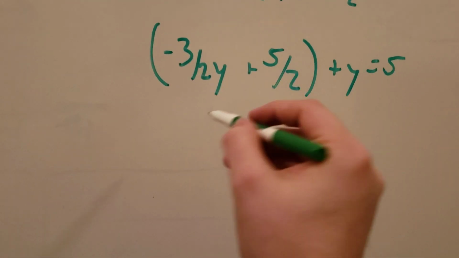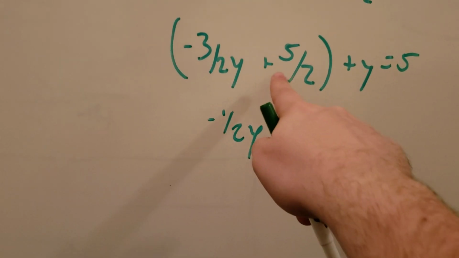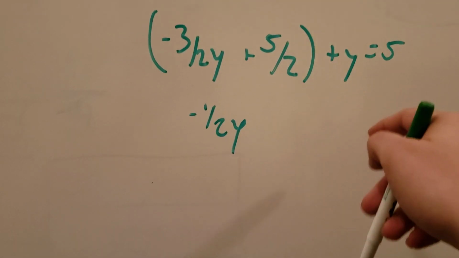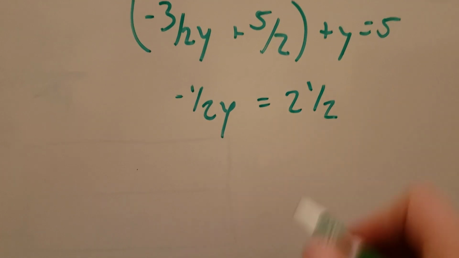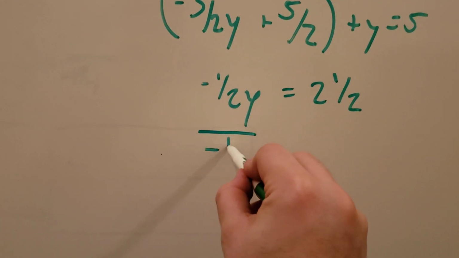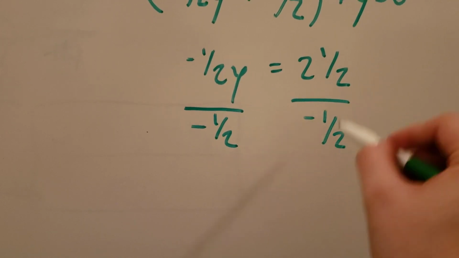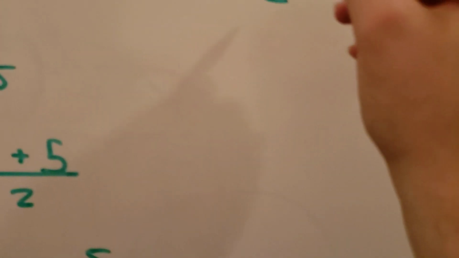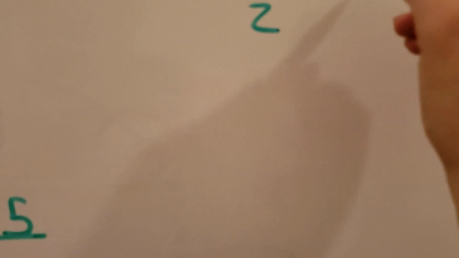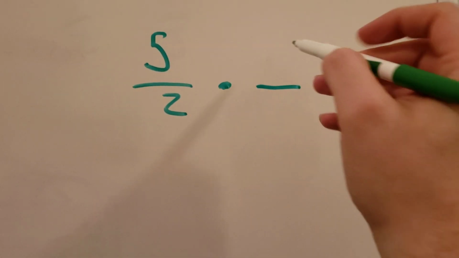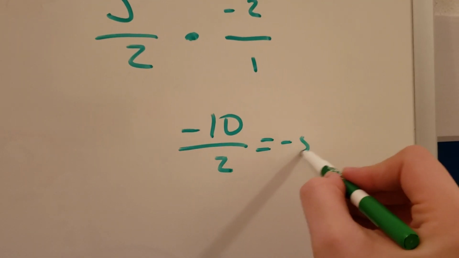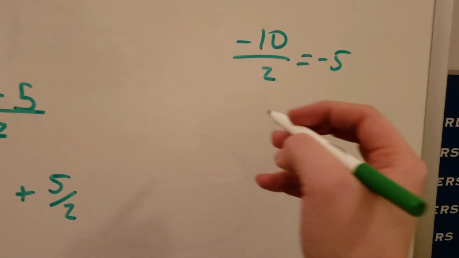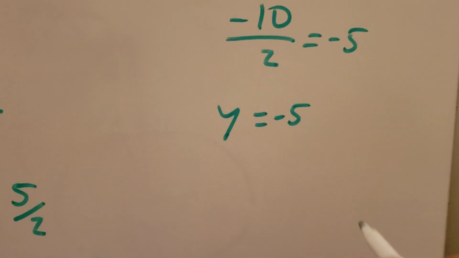-1.5y plus y, that's a -1/2. We're going to subtract 5 halves from 5. This is 2.5. So 5 minus 2.5 is 2.5. Then we're going to divide. Okay, 2.5 is 5 halves. So we're dividing 5 halves by -1/2. So we're going to multiply, and we flip it. So it becomes -2 over 1. That's -10 halves, which is -5. So that means y is -5.